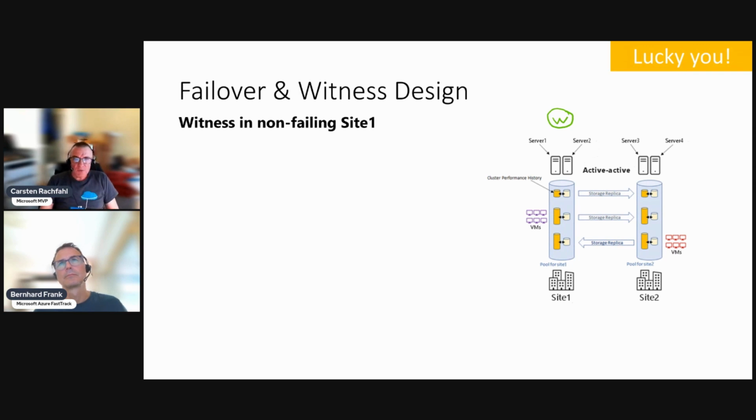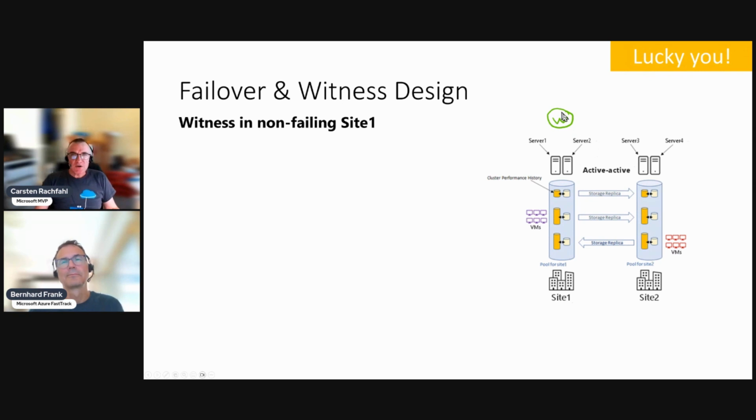So we have to have a witness in a stretched Azure Stack HCI scenario. Now imagine we need an odd number of votes, and the witness gives us that. We have an even number of nodes in the cluster, so we need another vote, and that's our witness. So we agreed we have to have a witness. Now the question is where to place it. And in this scenario, this is from you, lucky you, great.